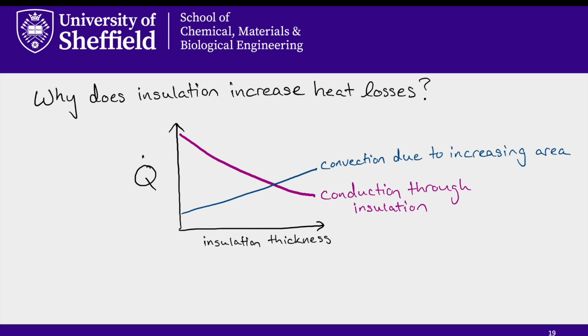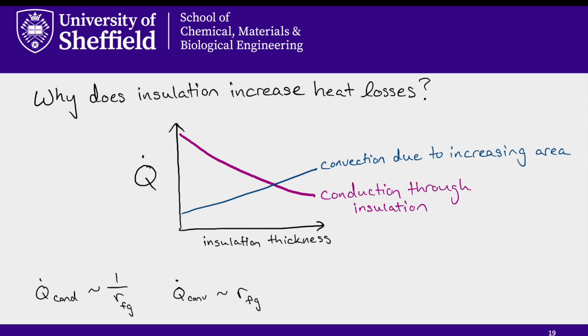At the same time, the heat losses due to conduction through the insulation decrease as the thickness of insulation increases. Whenever you have two trends that are moving in opposite directions, any quantity that involves their sum is likely to have either a minimum or a maximum. And in this case, we're looking for the maximum in heat transfer rate so that we can find the minimum critical radius of insulation.